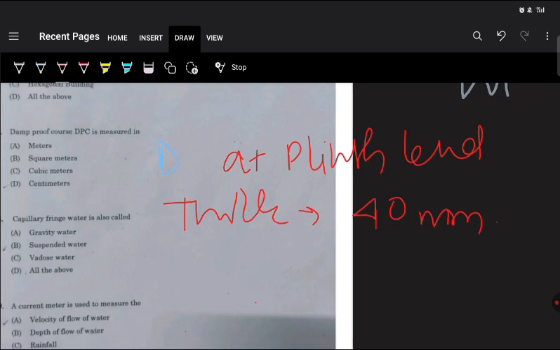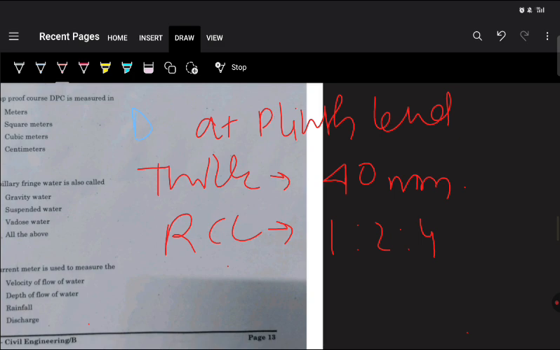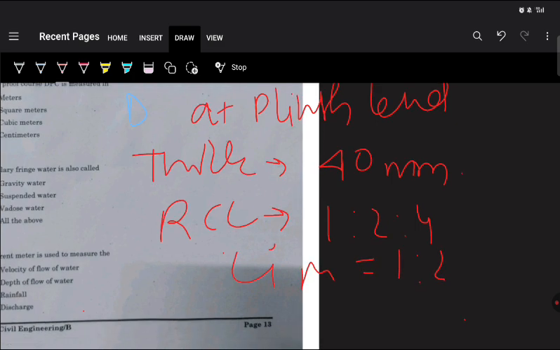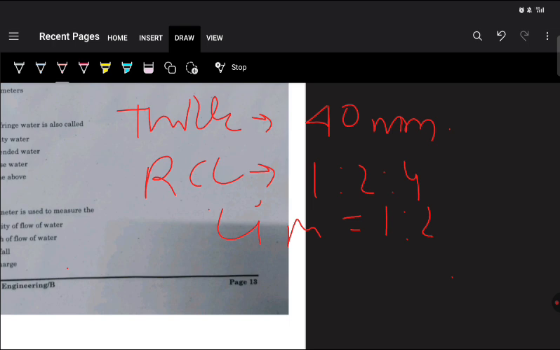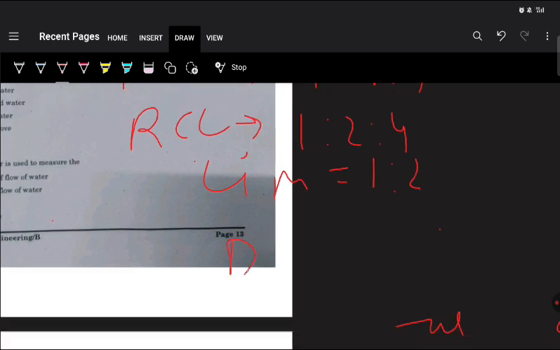If I talk about the mix, if we provide RCC DPC, then the RCC mix will be 1:2:4. If you provide lime mortar, then it is 1:2. These things are important. And also DPC can be vertical or horizontal.